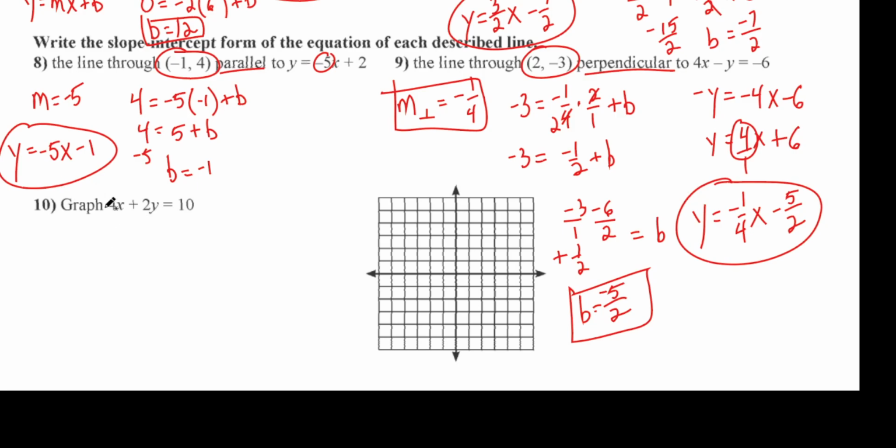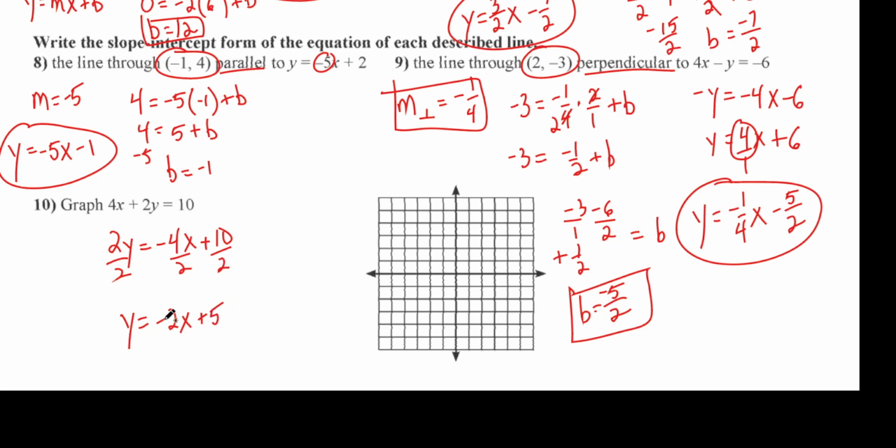Okay. So if I want to graph this, I'm going to put it in y equals mx plus b. We've done this half dozen times. Subtract a 4x from both sides. Why did I stick it in there in the middle? Because I want it y equals mx plus b. So I can see my slope, and I can see my y-intercept. Divide everything by 2. So y equals negative 4 over 2 is negative 2x plus 10 over 2 is 5.